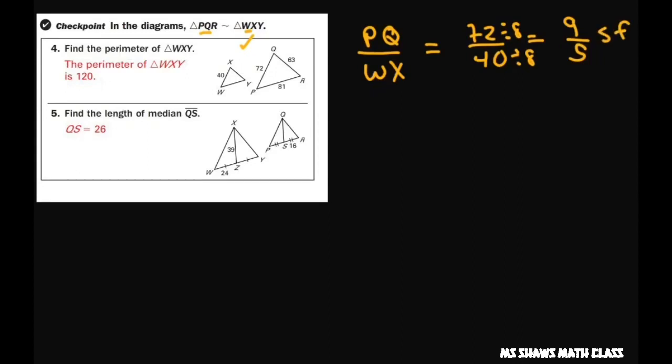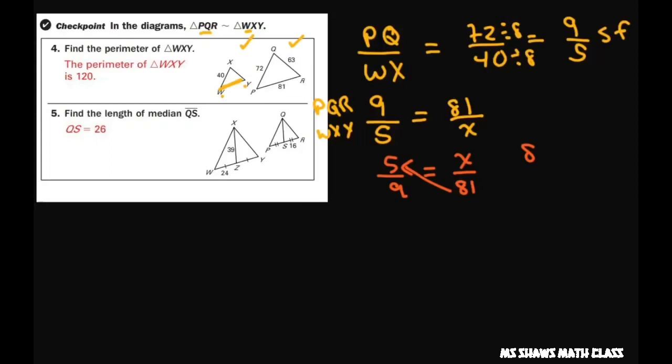All right, and so now we can find the other side. So we have 9 to 5. PQ is the larger one. So this is the first one. So 9 to 5 equals, and I need to get WY. I'm just going to write that this is your PQR, and this one is your WXY. So this one's 81, and we're looking for this length. So when you cross multiply, I can rewrite this as 5 to 9 equals X to 81. And I cross up here, I get 81 times 5 divided by 9 equals X. So 9 goes into 81 9 times. So X is going to be 45. So this length is 45.